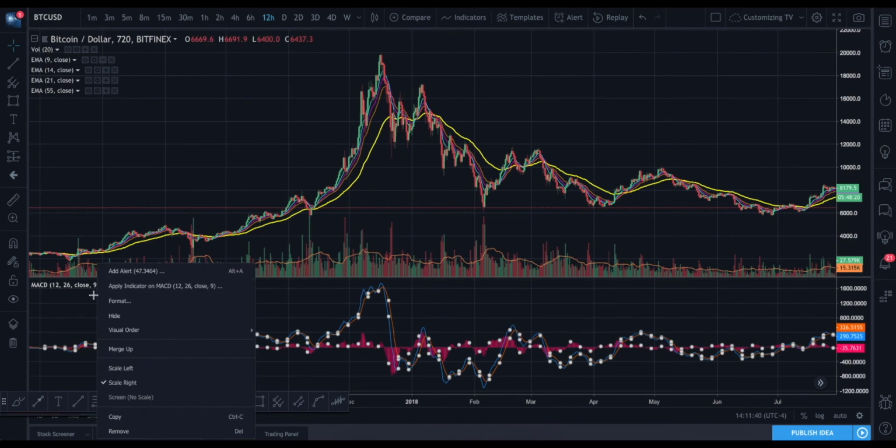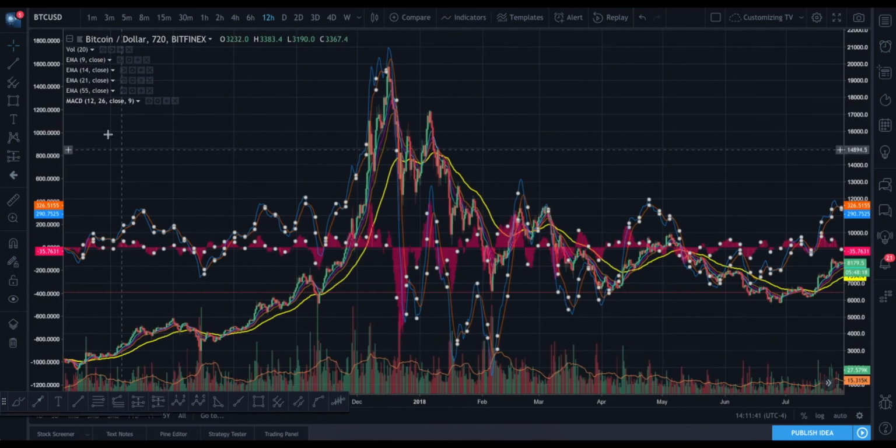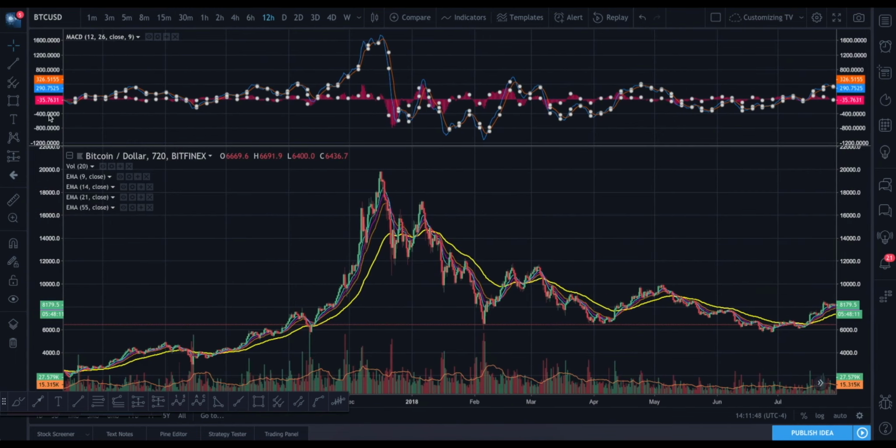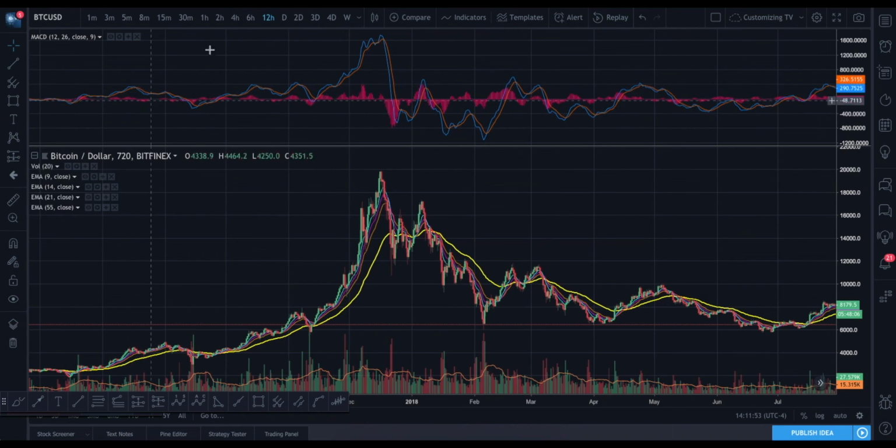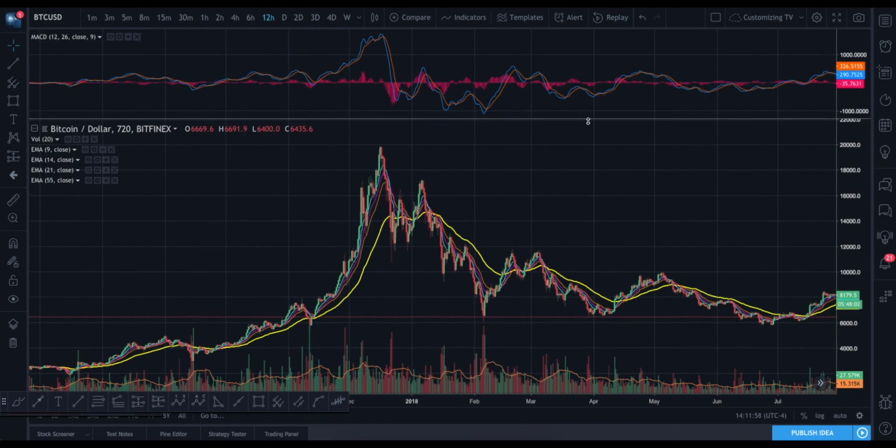So you come over here and you press merge up, and then you come over here again on MACD, hit the line, and you press unmerge up. And then you come over here, fix this bug, right click and press left axis. So now we have MACD on the chart, and you can customize this as you want. I like to keep mine around here. So now let's customize MACD.